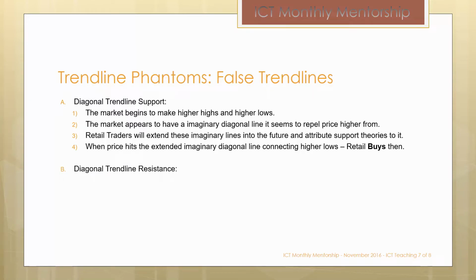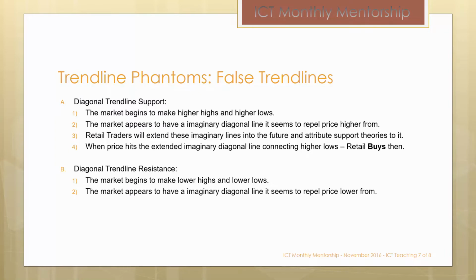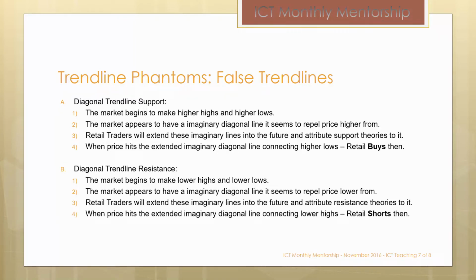Conversely, diagonal trendline resistance. This is primed in the thought processes of retail traders by seeing the market begin to make lower highs and lower lows. The market appears to have an imaginary diagonal line it seems to propel price lower from. Retail traders will extend these imaginary lines into the future and attribute resistance theories to them. When price hits the extended imaginary diagonal line connecting lower highs, retail traders short at that moment.